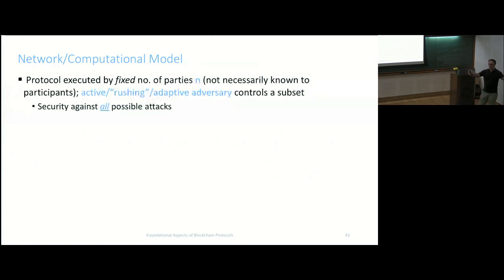Okay, it's not known what n is, but the number is fixed. And the adversary can be cryptographic, and never mind if you don't know all these terms, but the guy can do whatever he wants. He can deviate, not run the protocol, lie, and so forth. So that means that if we have some security statement, it's going to be secure against all possible attacks.